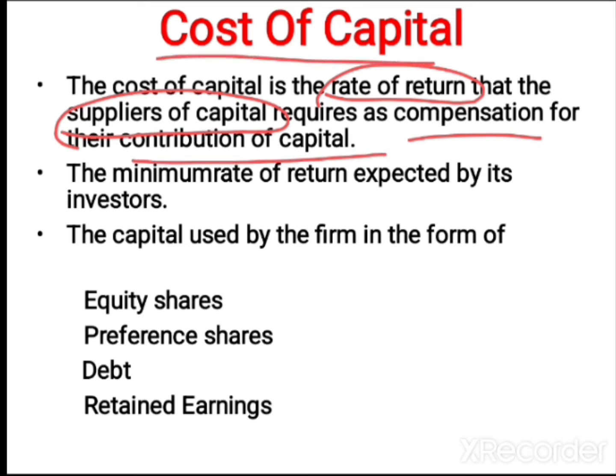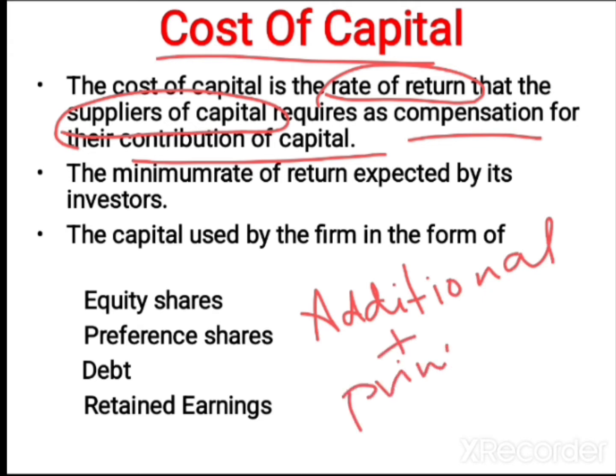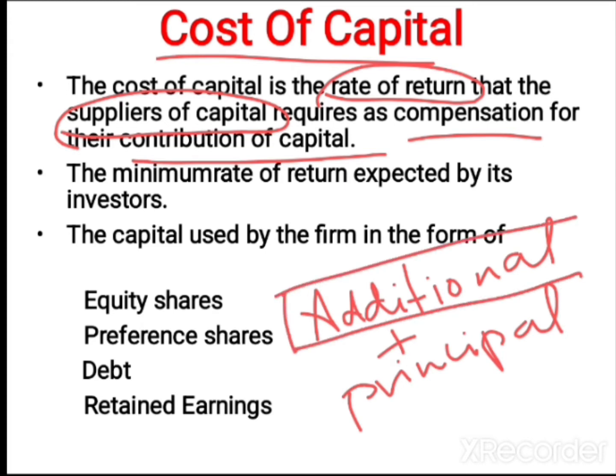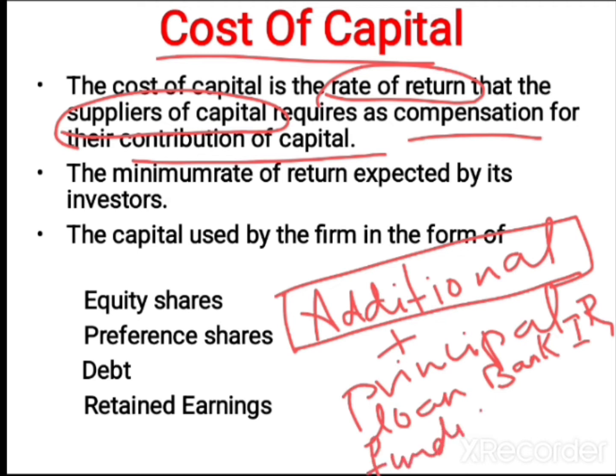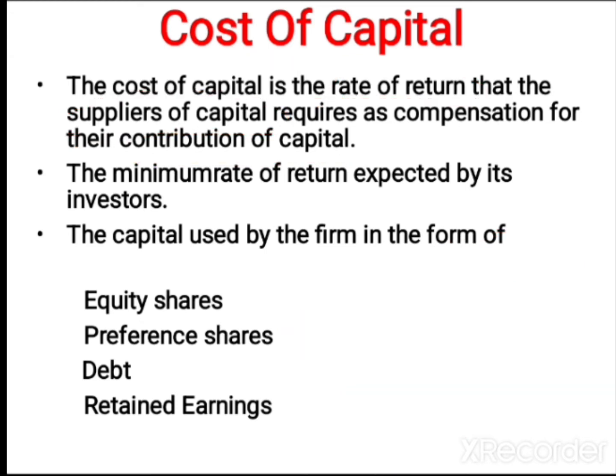So basically cost of capital is the additional amount along with the principal amount which the company pays to the suppliers of capital. That additional amount is called cost of capital. It's the same as when you take a loan from a bank, you need to pay some certain interest rate, right? Like that, when the company borrows funds from its investors, it needs to pay returns to its investors. That return is called cost of capital.